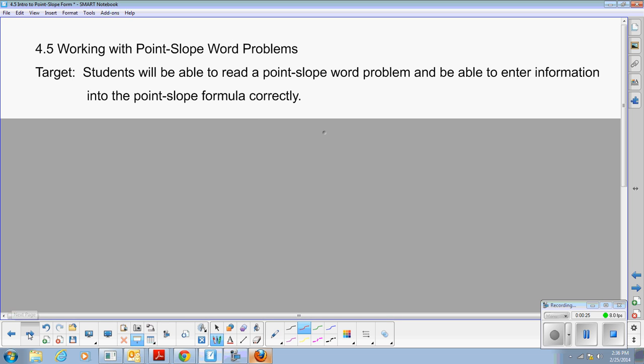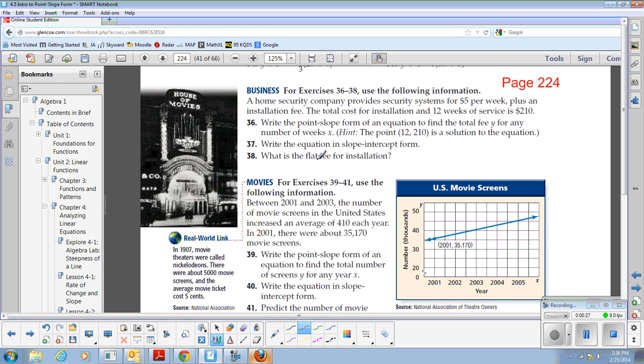So you're going to need a textbook, and you want your textbook as you're watching this video and have it open to page 224. So I'd pause the video, go get a textbook, get it open to page 224, and then restart the video.